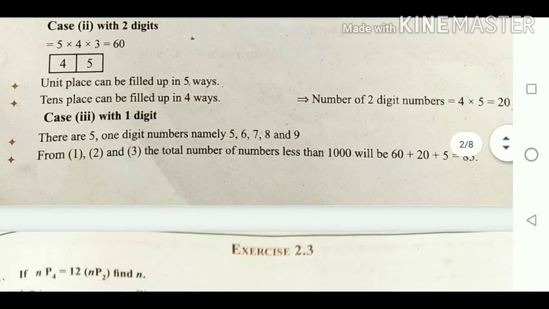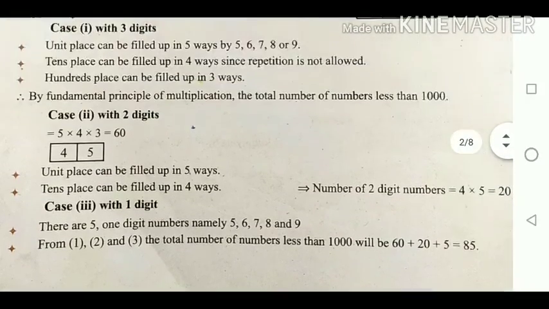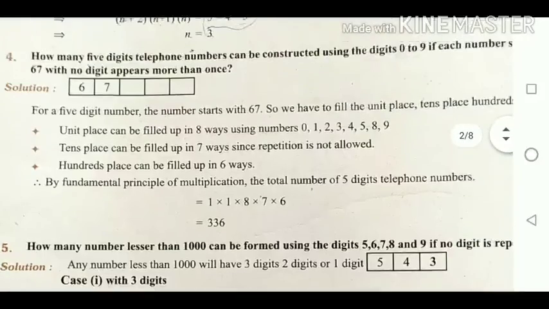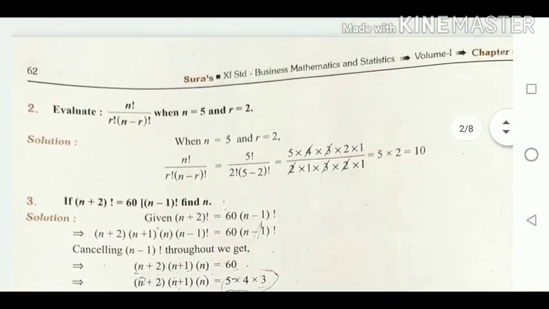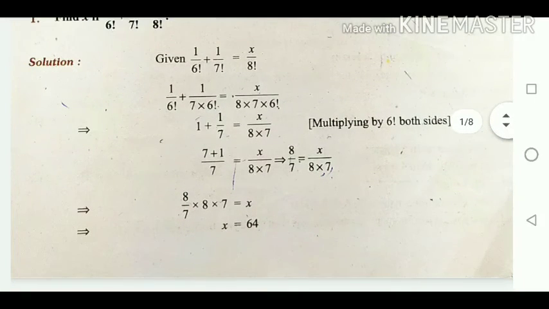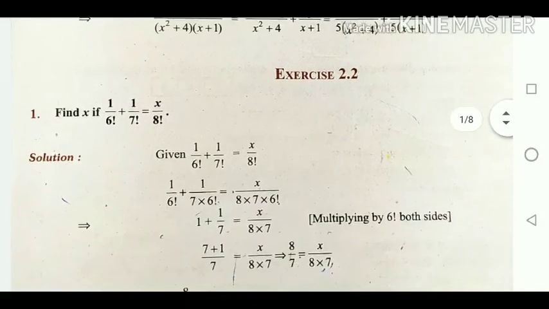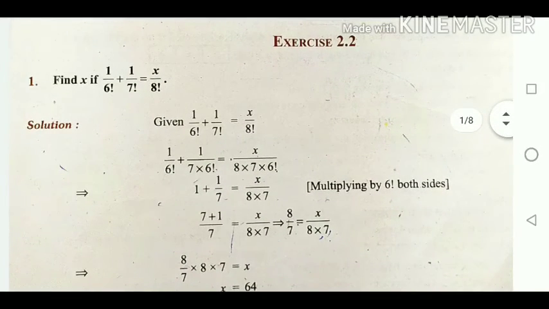In the afternoon session we will go to 2.3. Before the afternoon you have to do all the exercises as well as example sums in your class work, that is in your assignment note. Then only you will score more marks in your monthly test. Once again I am saying the same thing: your monthly test includes chapter 2 fully.